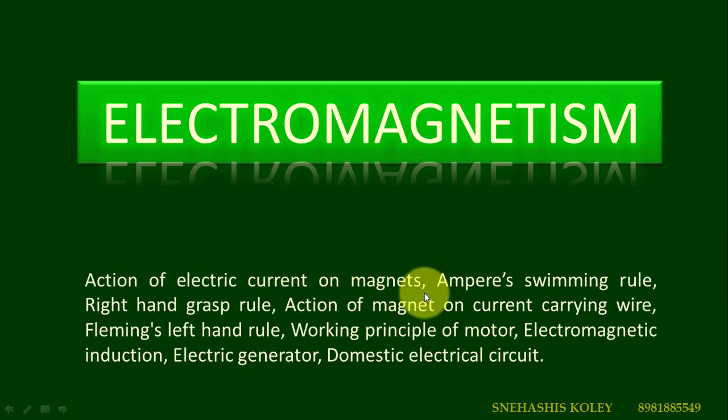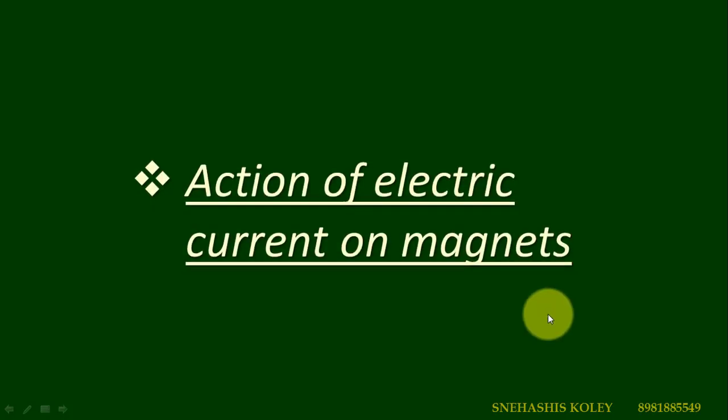As you can see, in this topic we are going to discuss the effect of electric current on the magnet, Ampere's swimming rule, right hand grasp rule, action of magnet on the current carrying conductor, and Fleming's left hand rule, working principle of DC motor, electromagnetic induction, and domestic electrical circuit. Let's start. Action of electric current on the magnet.